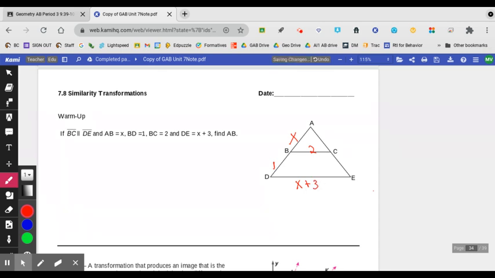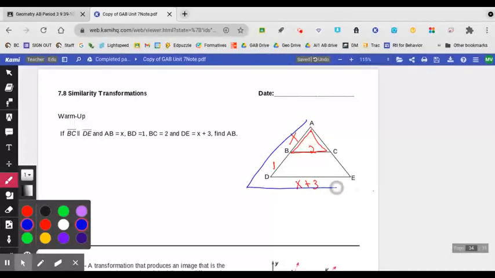Okay, so in this problem, because BC and DE are not split for the triangle, I cannot use the side splitter theorem. I have to use the fact that I know triangle ABC is similar to triangle ADE, based on the fact that BC is parallel to DE. Now, since I have to use the red triangle similar to the blue triangle, I need to use the whole side of AD, which is x plus 1.